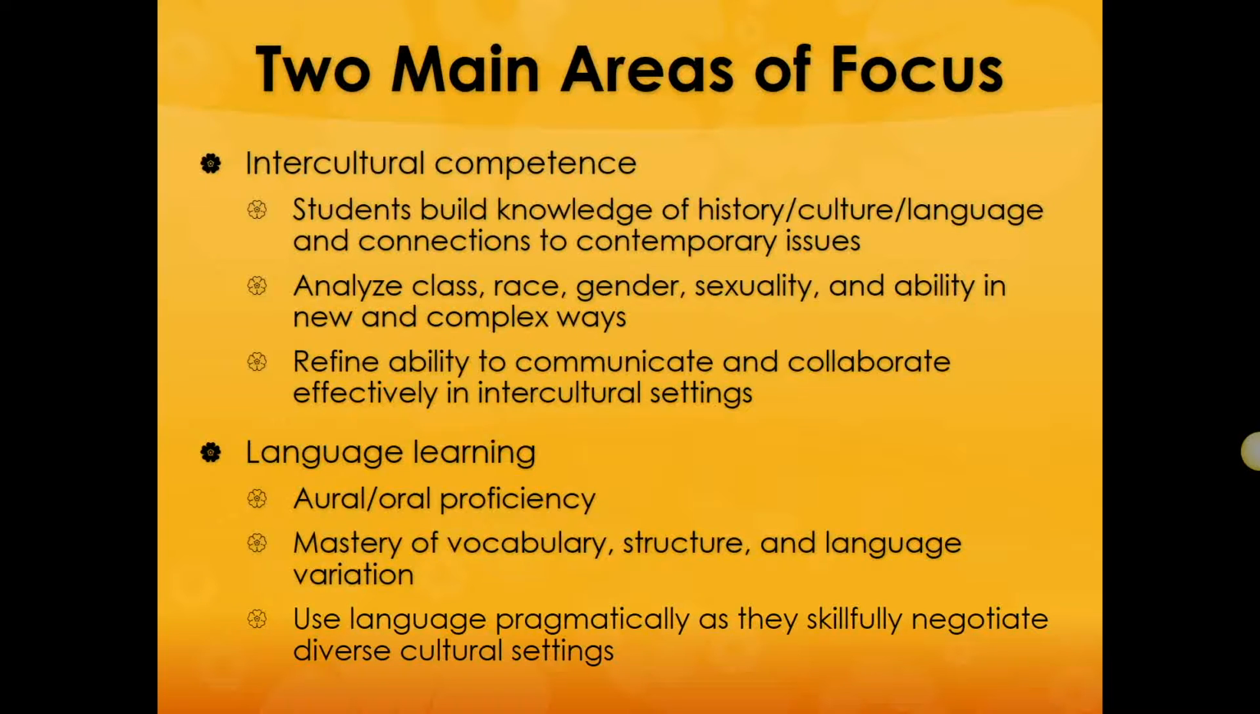We have two main areas of focus with the work that we've been doing. The first is intercultural competence. One important goal is for students to build their knowledge of history, culture, and language, and to understand connections to contemporary issues. We also want to use this framework to encourage students to analyze class, race, gender, sexuality, and ability in new and complex ways. And we hope, and we have some data to show, that it is helping to refine their ability to communicate and collaborate effectively in intercultural settings.